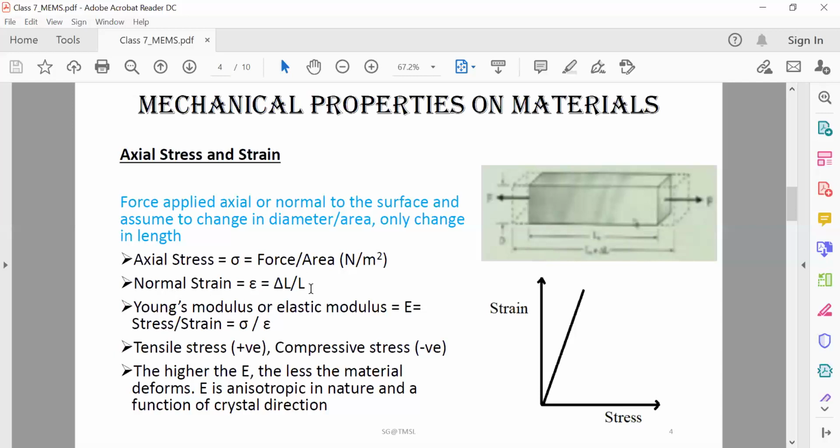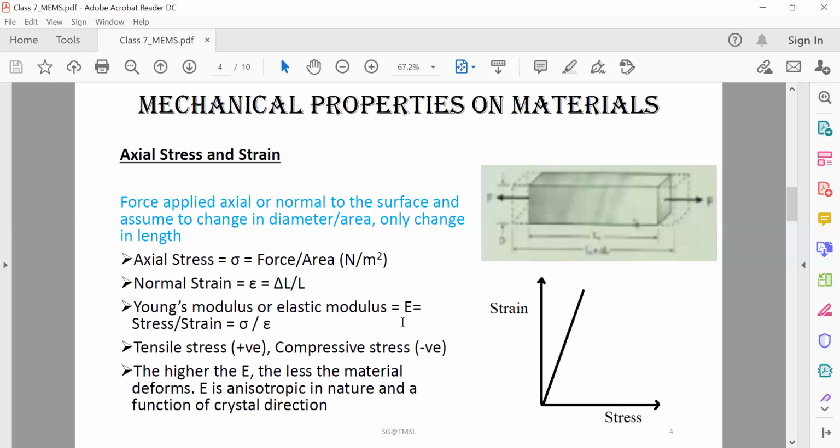So how much increase in the length direction, that is delta L by L, is known as normal strain, and Young modulus or elastic modulus, which is E, is defined by stress by strain. Okay, so sigma by epsilon. That is Young modulus or elastic modulus, which is an important mechanical property which will be used for designing any micro mechanical structure using silicon.